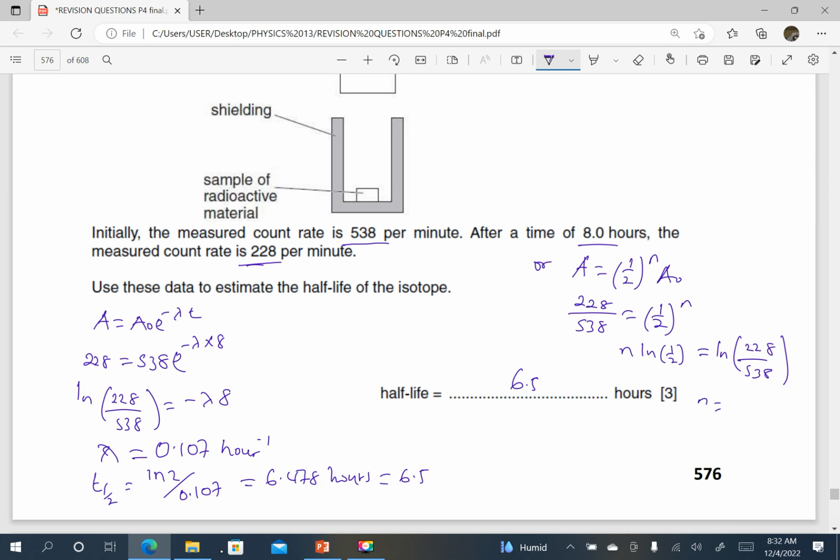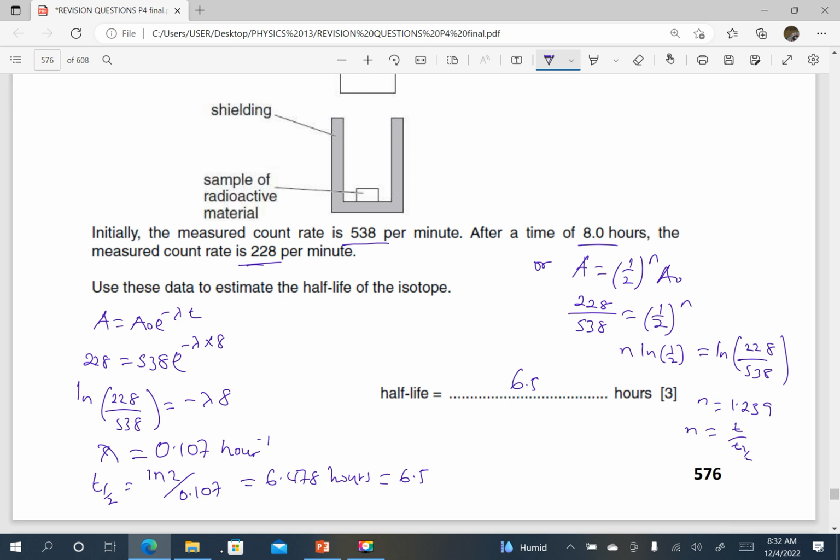So I'll just divide ln of 228 over 538, divide by ln of 0.5. So I'm finding n as 1.239. But remember, n is equal to t over t a half.